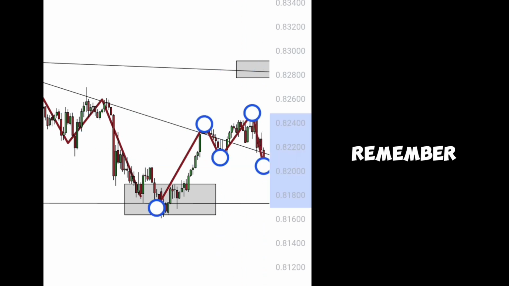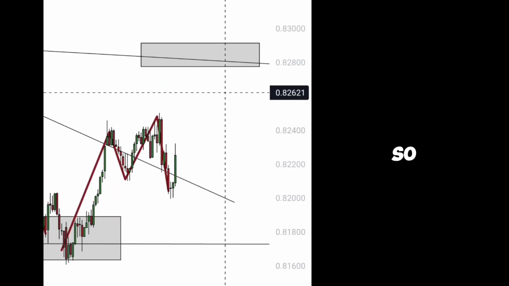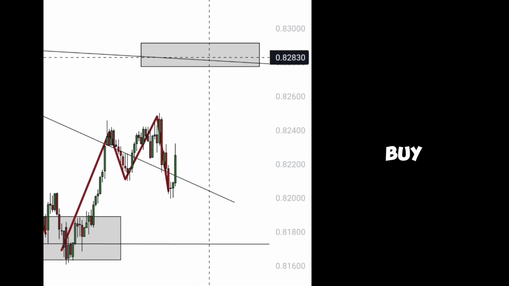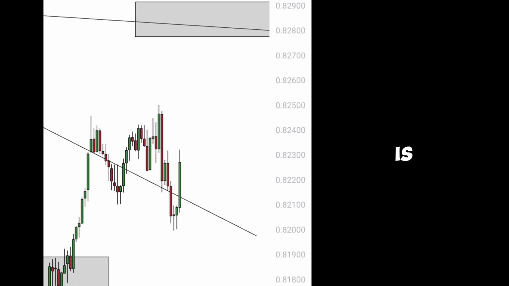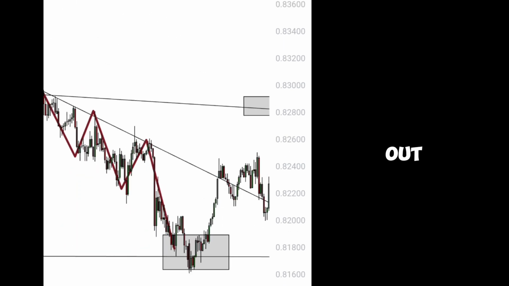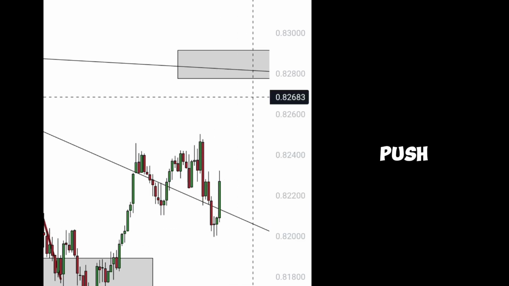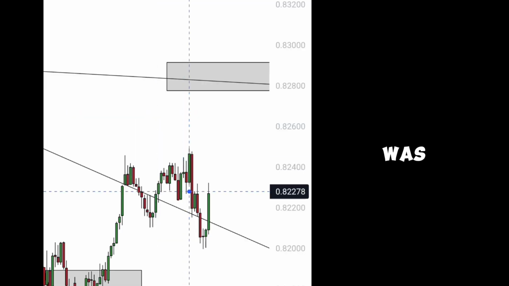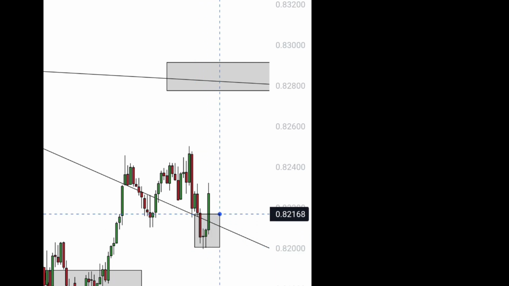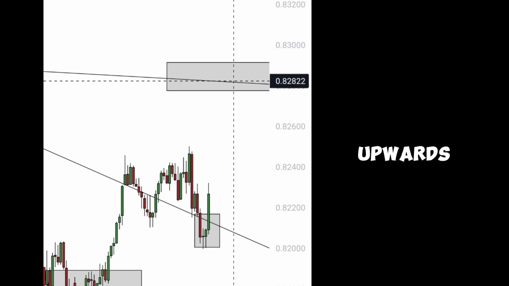So remember, I'm looking forward to buying into that zone. So I'm looking for opportunities to buy. Okay, so now what I notice right there is that we have broken out of that trend line. And when there's a breakout of a trend line, what do you expect? You expect a push upwards. So this here was our trend line. Okay, we retested that trend line, so we are pushing upwards.